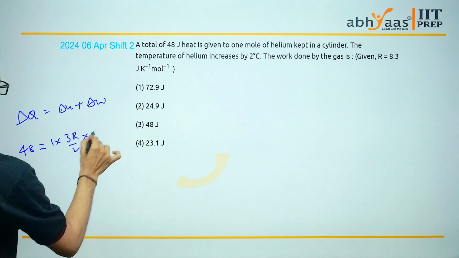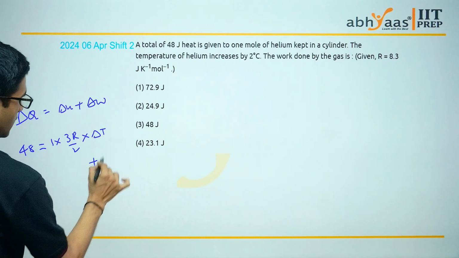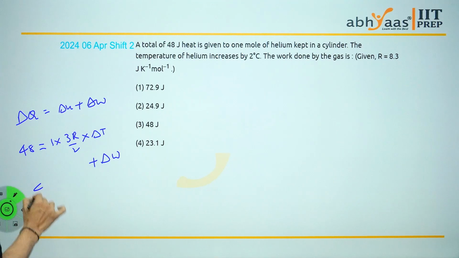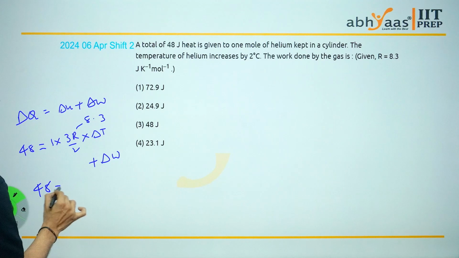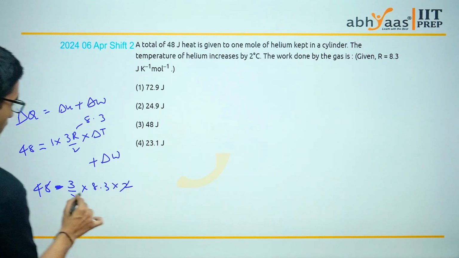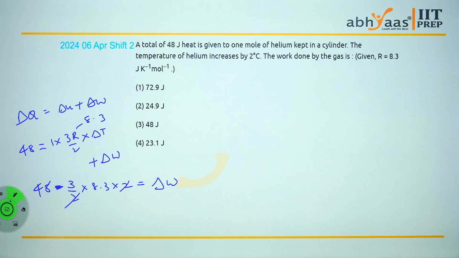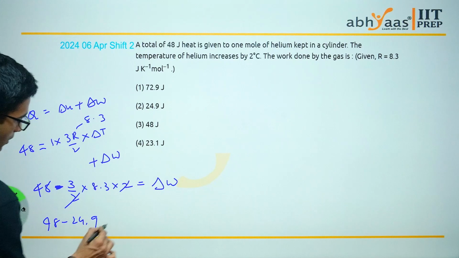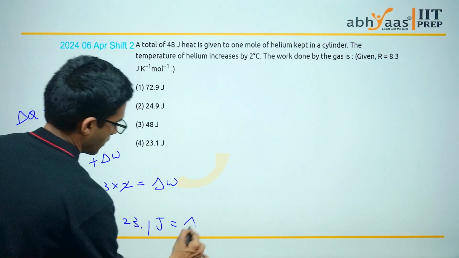Delta T is how much? I'll write 1 mole of gas into 3R by 2 into delta T, plus the work done. The heat is 48. R is how much? 8.3 is given. So 48 minus, I'll write directly, 3 by 2 into 8.3 into 2. Multiply it, so that is 24.9 you will get. 48 minus 24.9, then you will get 23.1 joules. That is the work done.